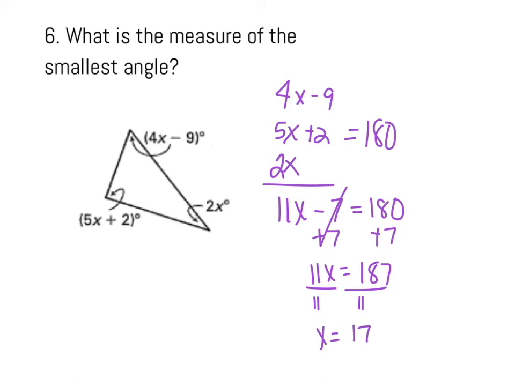Going back to the question, it says, what is the measure of the smallest angle? So when I look at these angles, one of them says 5x, so that's multiplying x by 5. Another says 4x, so that's multiplying the x by 4. And this one is 2x, multiplying the x by 2. So that clearly is going to be the smallest angle. So all I need to do is 2 times x, which I now know is 17. So 2 times 17 is 34. So the smallest angle is 34 degrees.